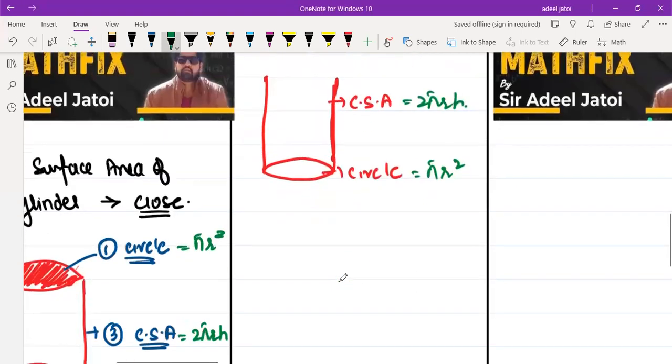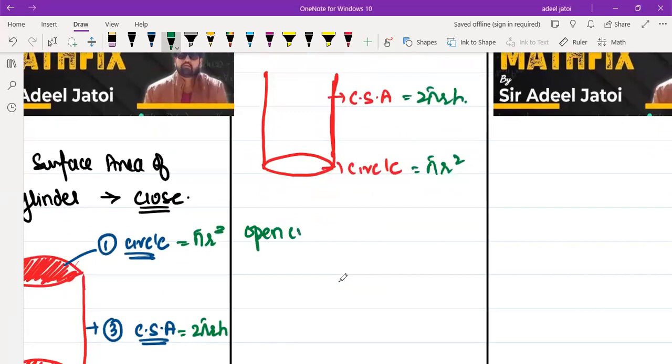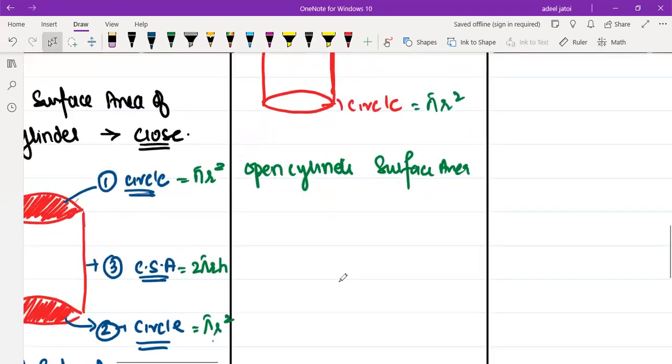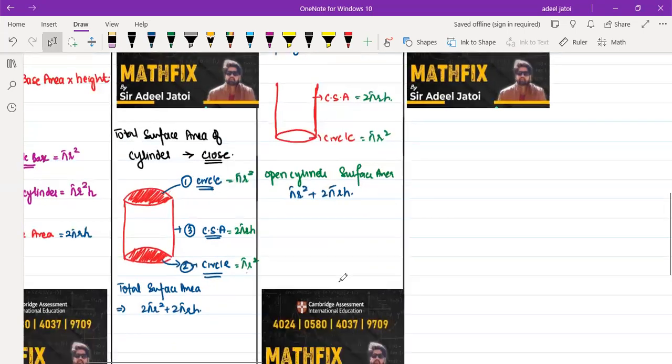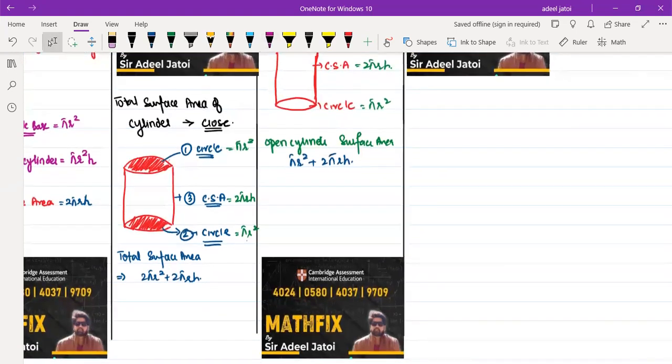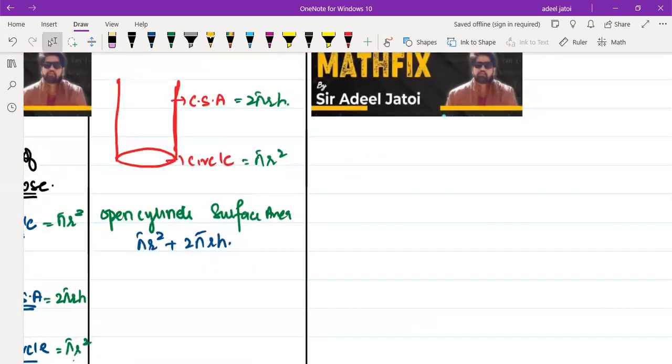Now this is your open cylinder. So the open cylinder surface area will be pi r square for the circle at the bottom plus 2 pi r h for the curved surface area. Now, generally, the question is very straight when it comes to the cylinder. Let's just say that there is a circle given. It's a closed cylinder.